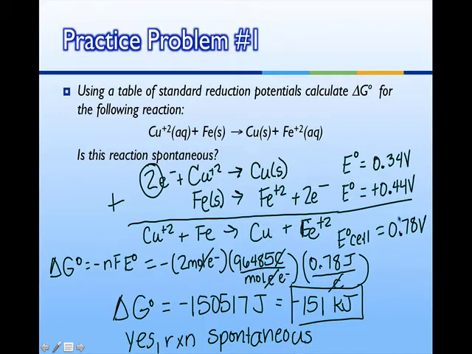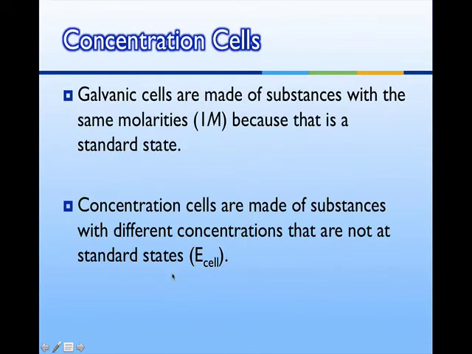So that's how you do those. You just take the cell potential and plug it into this new equation that involves Gibbs free energy. All right, galvanic cells. Up to this point, we've been using the same concentration on each side of the galvanic cell. So galvanic cells are made of substances with the same molarities, and it's 1 molar because that is a standard state. We said that standard states for galvanic cells is 25 degrees Celsius and 1 molarity for their concentration.